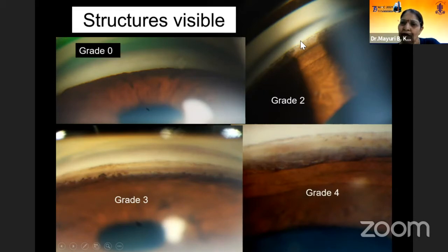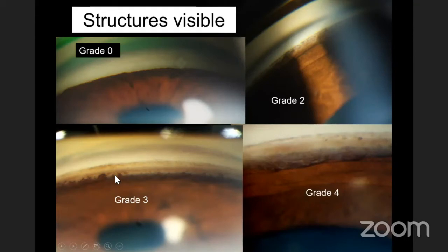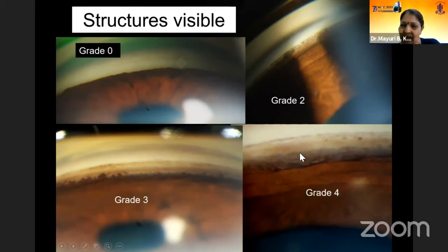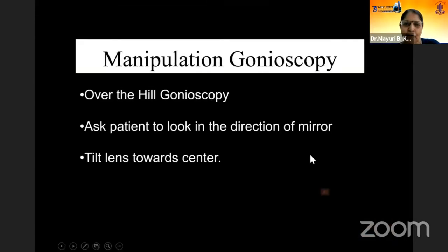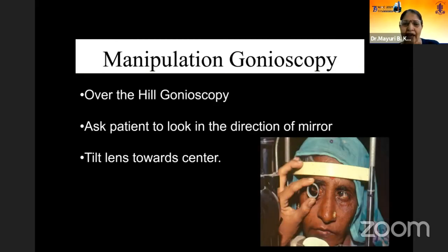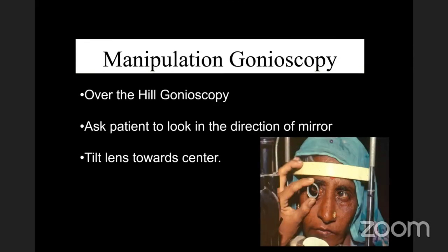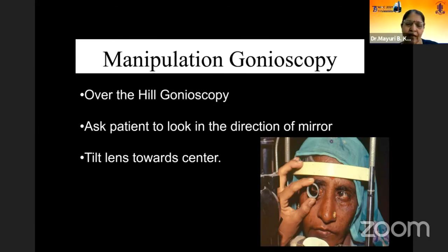Here part of the meshwork is seen. It is grade 2. This is grade 3. Scleral spur is visible all throughout, and this is the gray zone visible, which is grade 4. Now, if there is an angle closure, then you can do the manipulative gonioscopy if you are not using the 4-mirror gonio lens. Over the heel phenomenon has to be used.